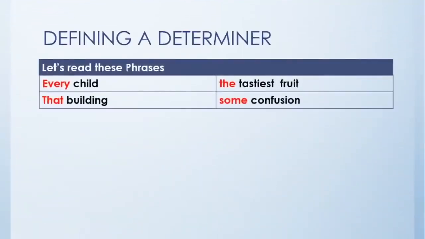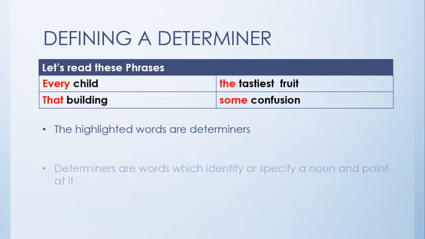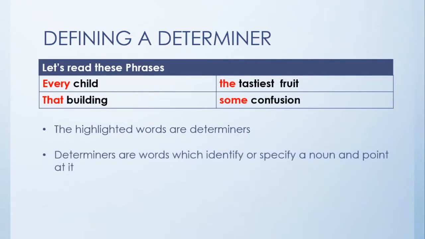Let's start by reading these phrases. Every child, the tastiest fruit, that building, some confusion. The highlighted words are determiners. Why? Because they are telling us something about the noun child, fruit, building, and confusion. So, how do we define a determiner? Determiners are words which identify or specify a noun and point at it.